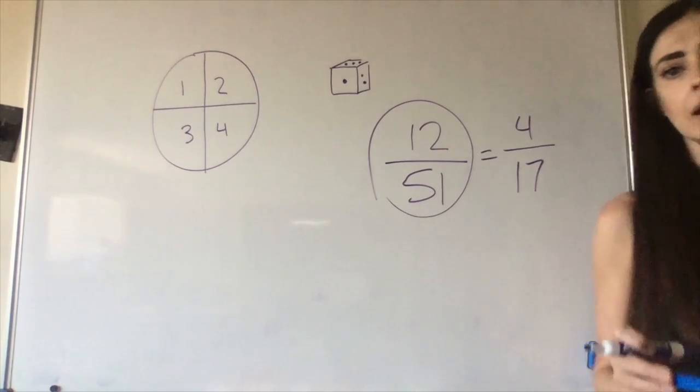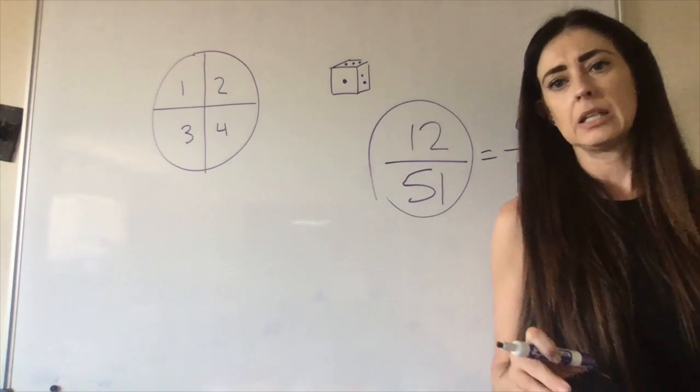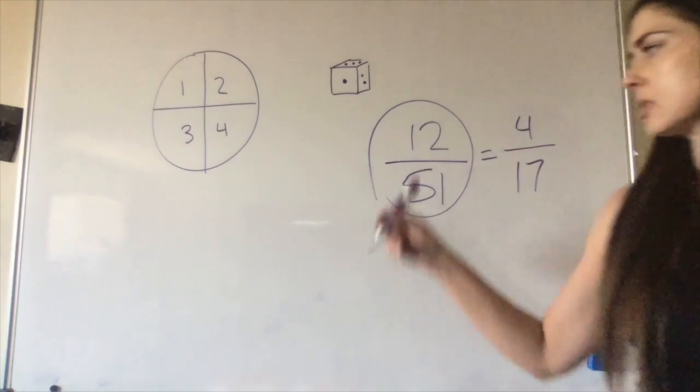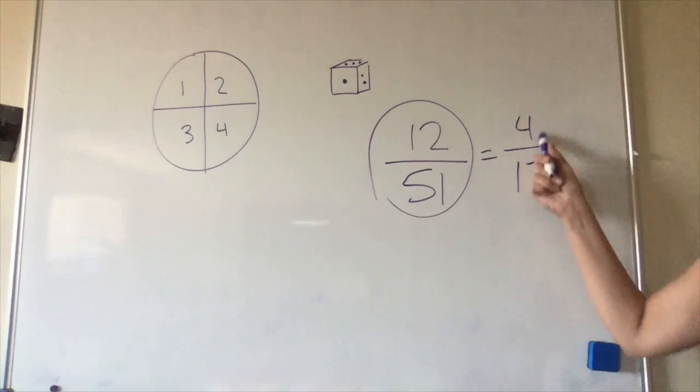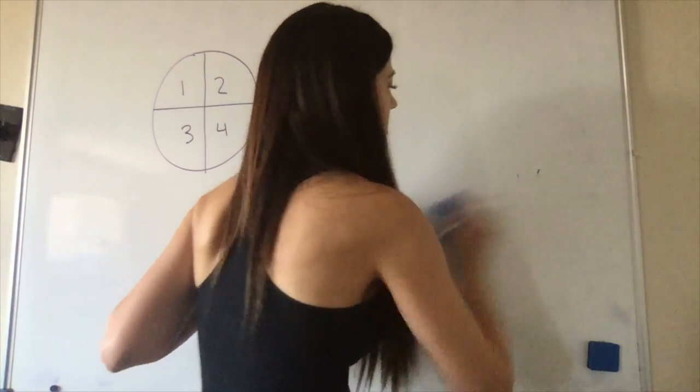So again, 52 cards in a deck. Jimmy tears up a spade. Now there's 51 cards in the deck, but only 12 spades instead of 13. 12 out of 51 reduces to 4/17. Let's look at the next example.